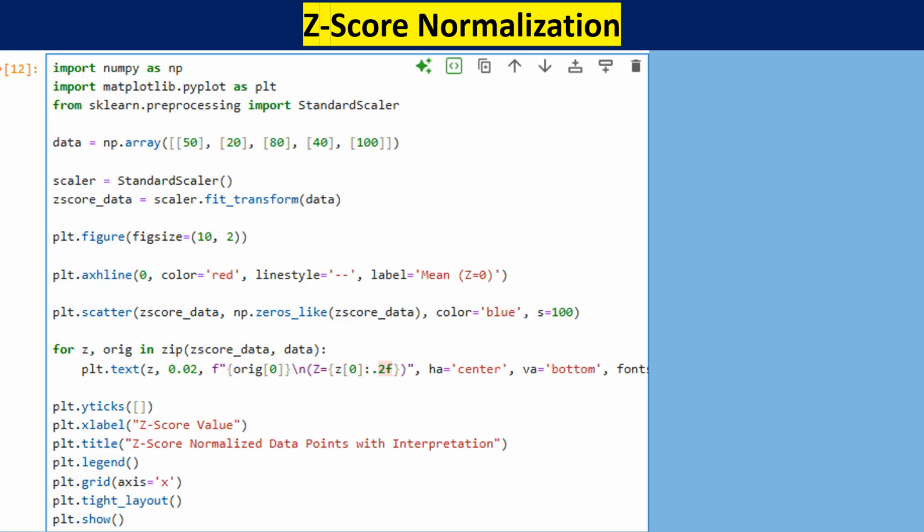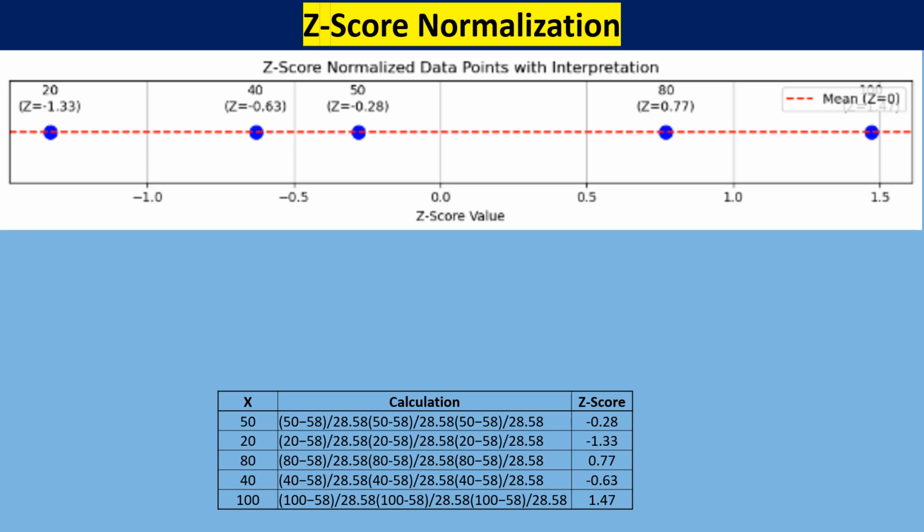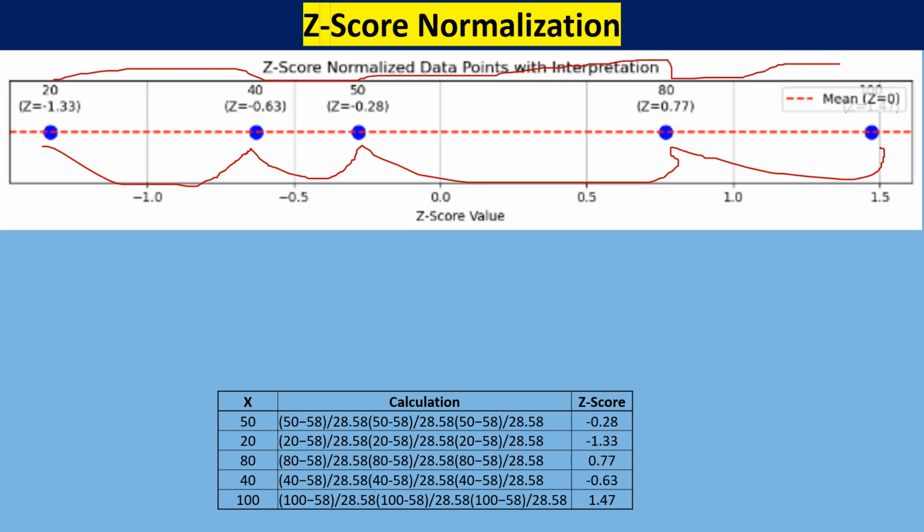Z-score normalization code: initialize StandardScaler to apply z-score, and then plot the distributions. Z-score graph: each blue dot represents a data point from the original list, like 20, 50, 80 and 100, and this line is from here.